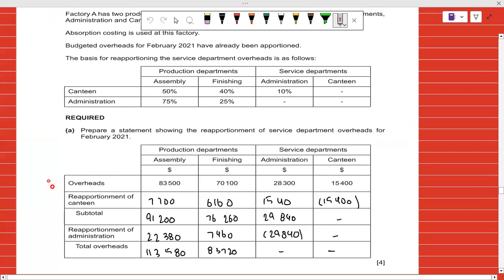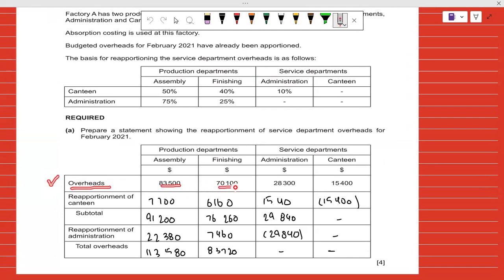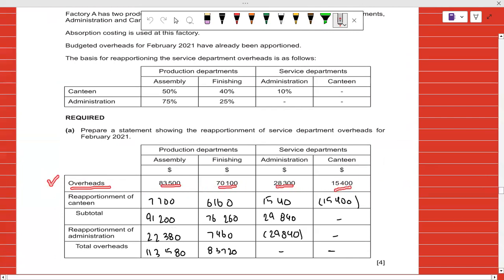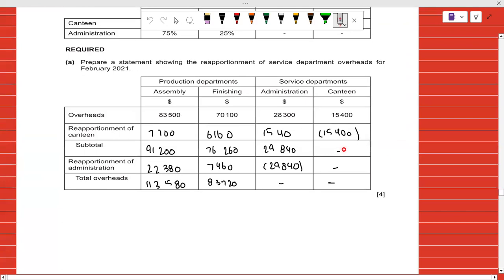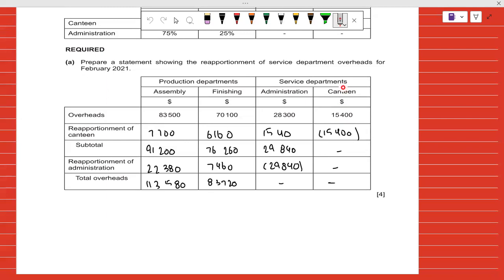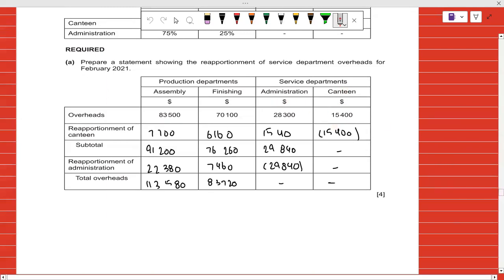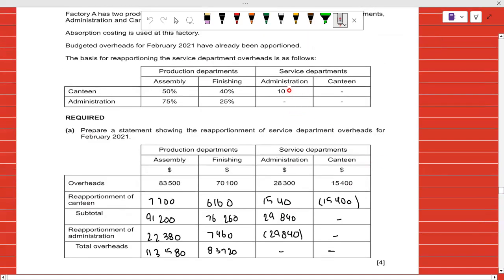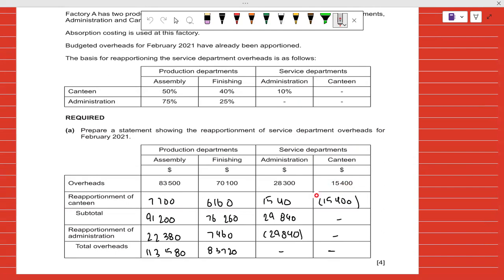As you can see, the apportioned overheads are already written here: 83,500, and so on. First of all, we have to reapportion the overheads of the canteen. We have 15,400 overheads for the canteen. For administration, the percentage is 10%. So 15,400 multiplied by 10% divided by 100 gives us 1,540 reapportioned overheads to the administration department.